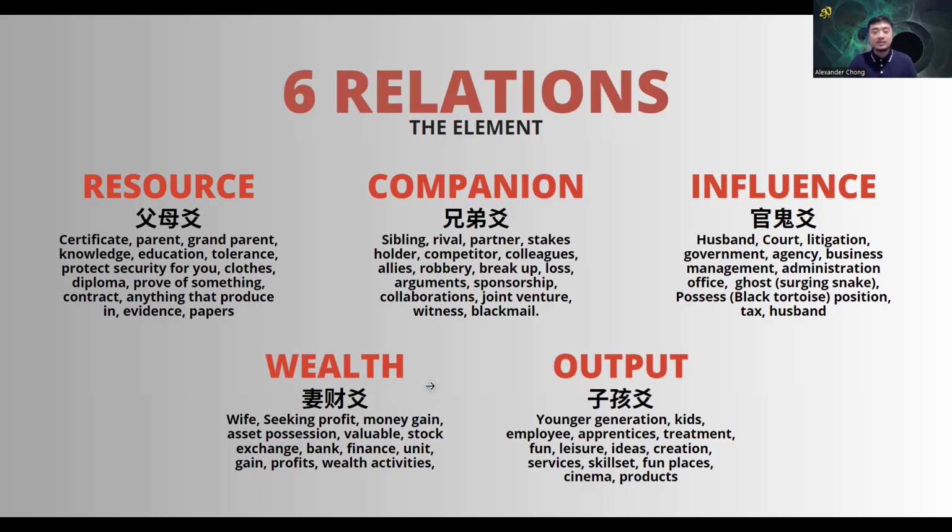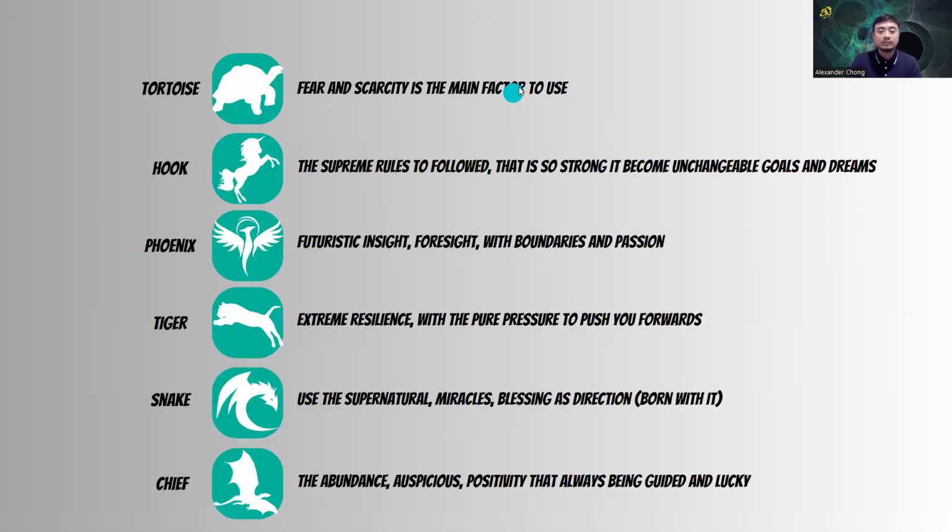Output is your creations, influence is authority. So line 1 to line 6, you actually combine them together.